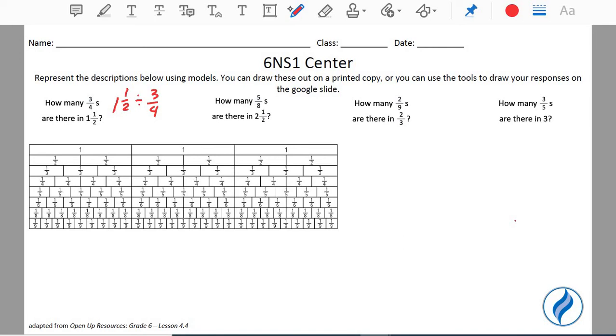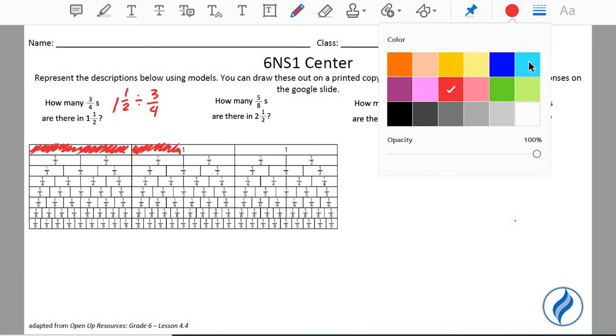So we're going to start by coloring in 1 and 1/2. So 1 and 1/2 would be this much, and then half of this one. And we know that it's half of this one because you can see the half down here below. All right, so now we want to know how many 3/4 are inside of that. So I'm actually going to change my color. Make it blue.